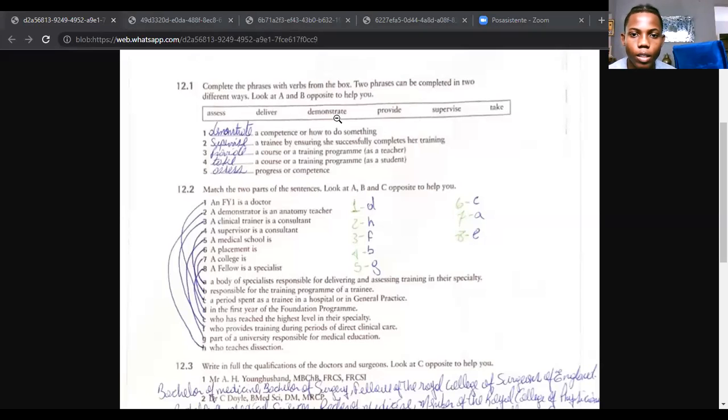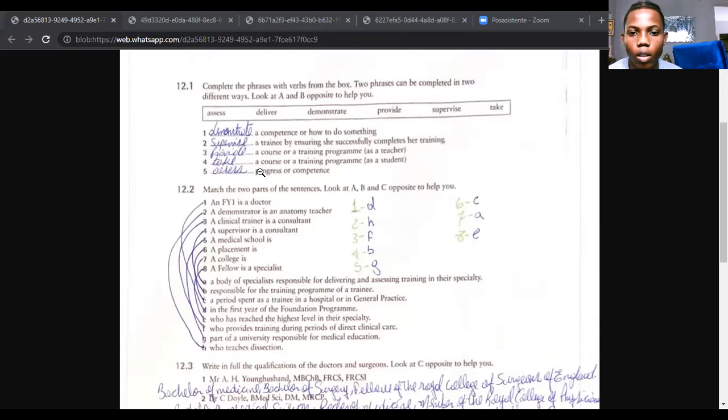12.1, complete the process with verbs from the box. Two phrases can be completed in two different ways. Look at A and B opposite to help. And first one, demonstrate a competence or how to do something. Supervise a trainee by ensuring they successfully complete their training. Provide a course of training program as a teacher.